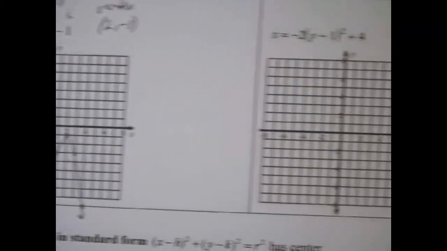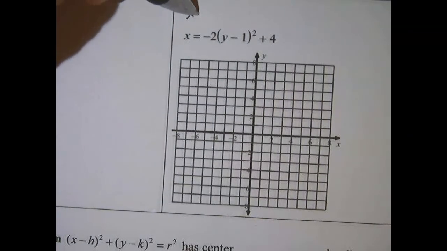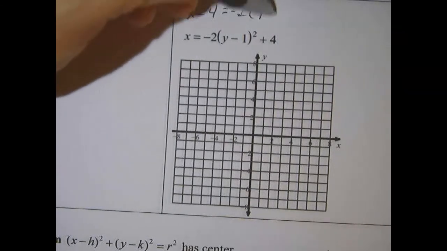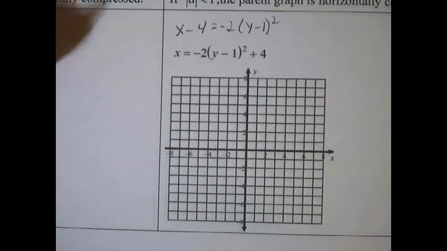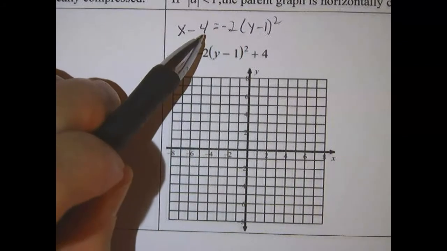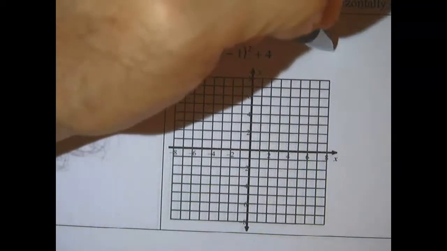Let's look at the horizontal one. Let's write it in the form that we see above, which is x minus h. So we're going to call this x minus 4 equals negative 2 times y minus 1 squared. Based on where the x's and y's are, this is horizontal. The vertex is at 4, 1.